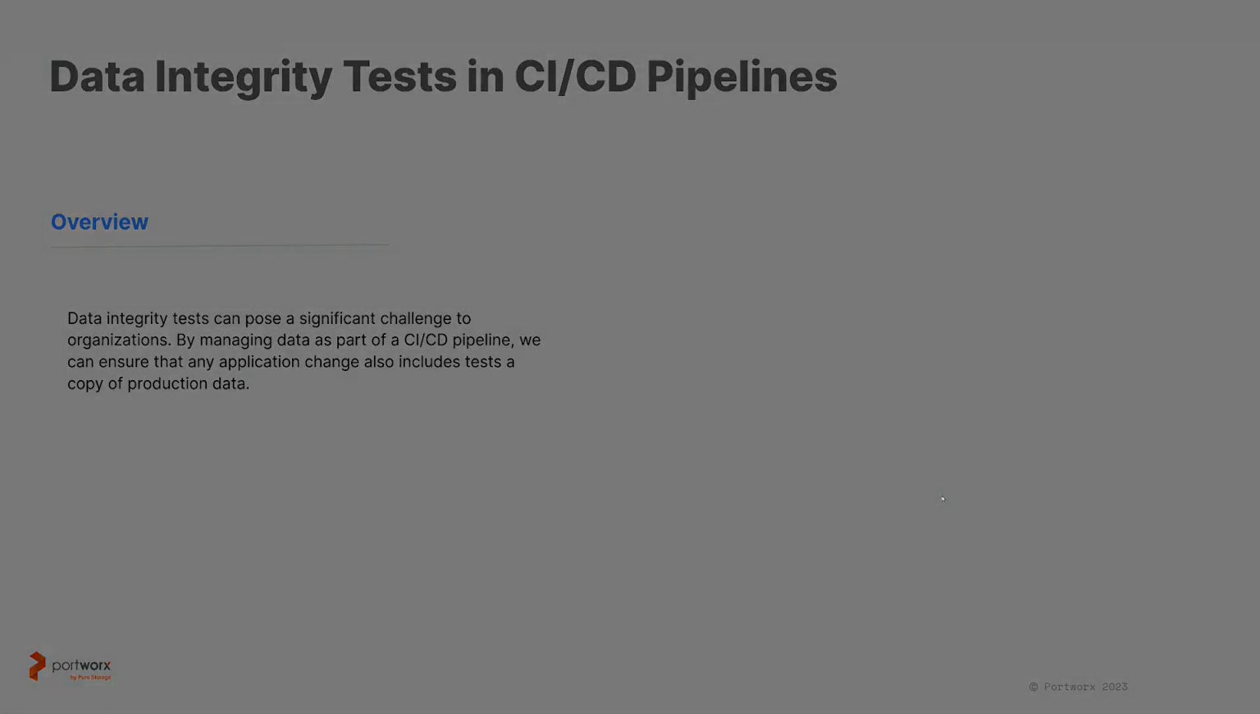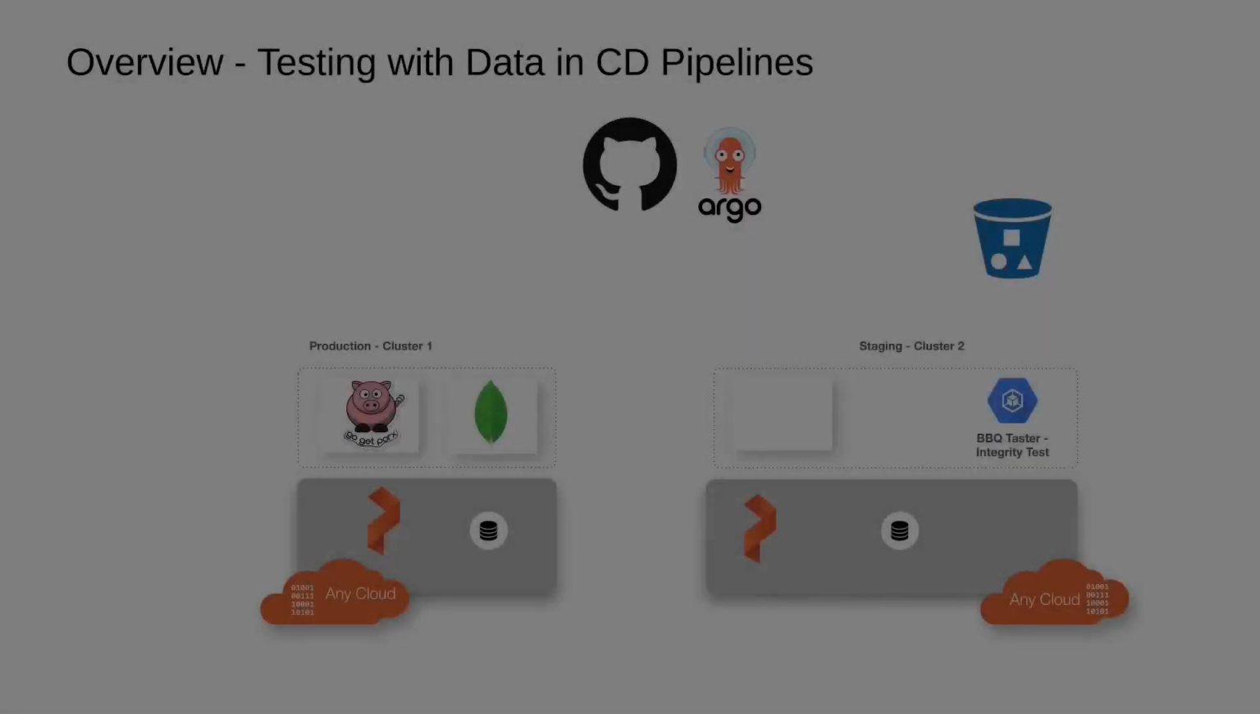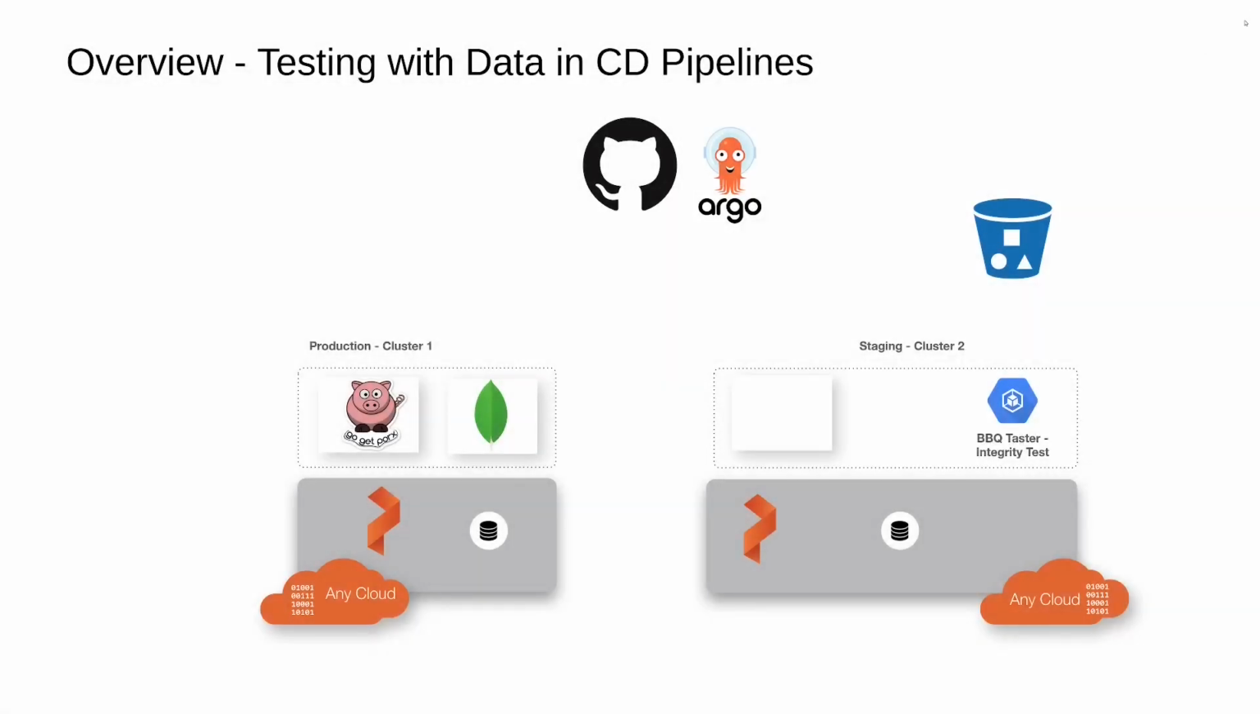So a little bit about how this works. We're using ArgoCD with a GitHub repository in order to capture all of our code. We also have two clusters, a production cluster and a staging cluster. The application that I'm going to demo this with is Portworx Barbecue, which consists of a front-end web application and a back-end Mongo database.